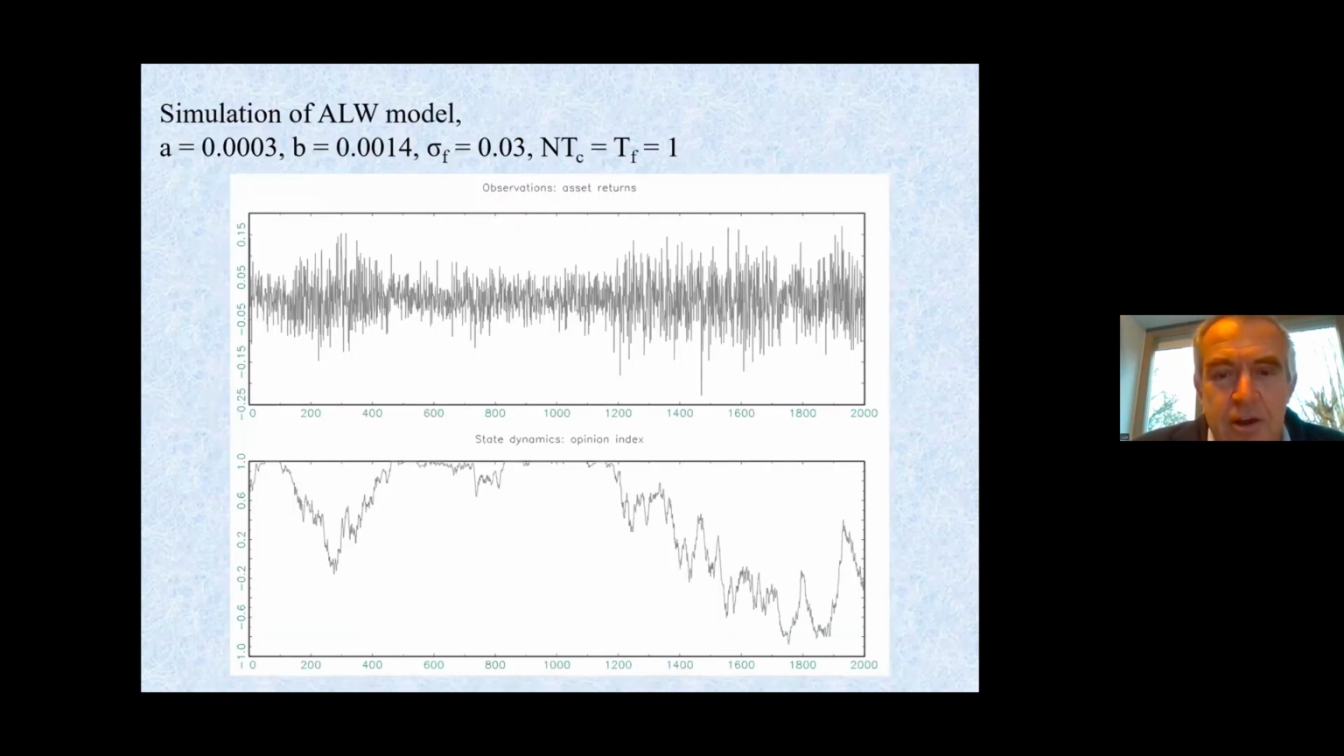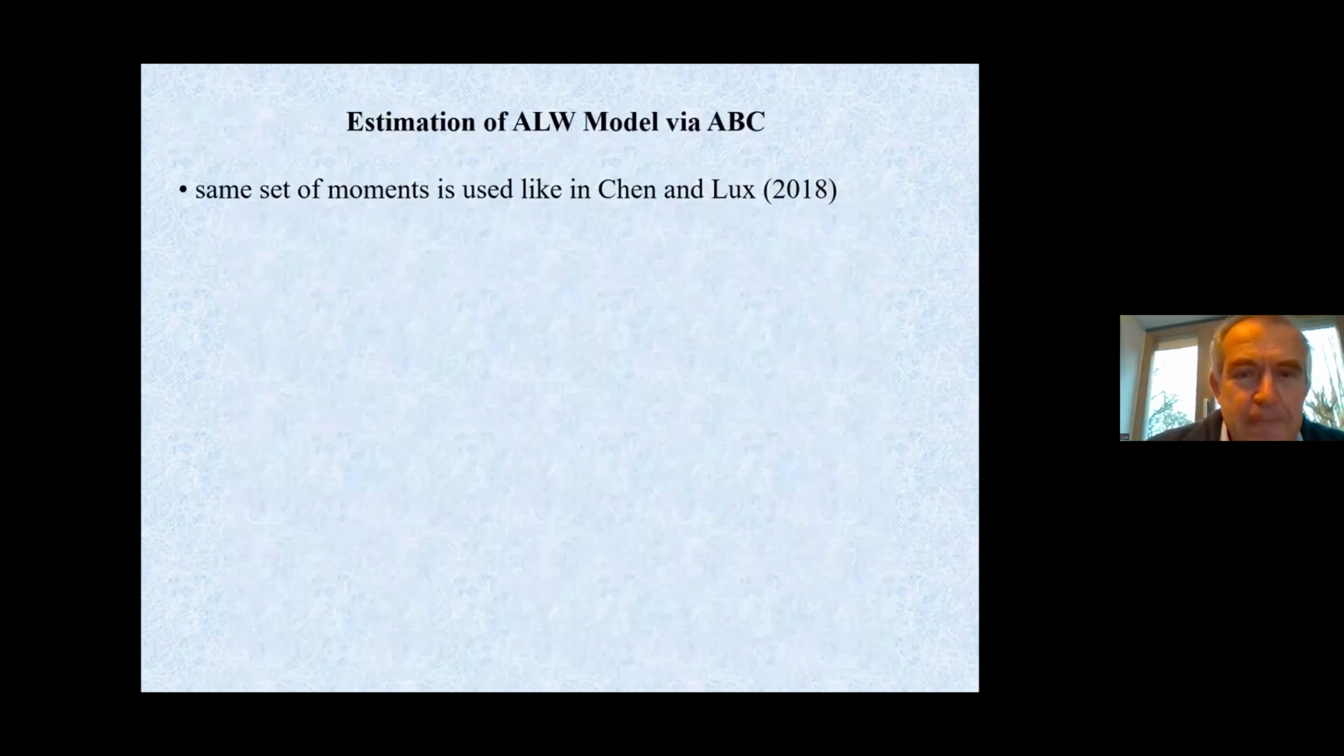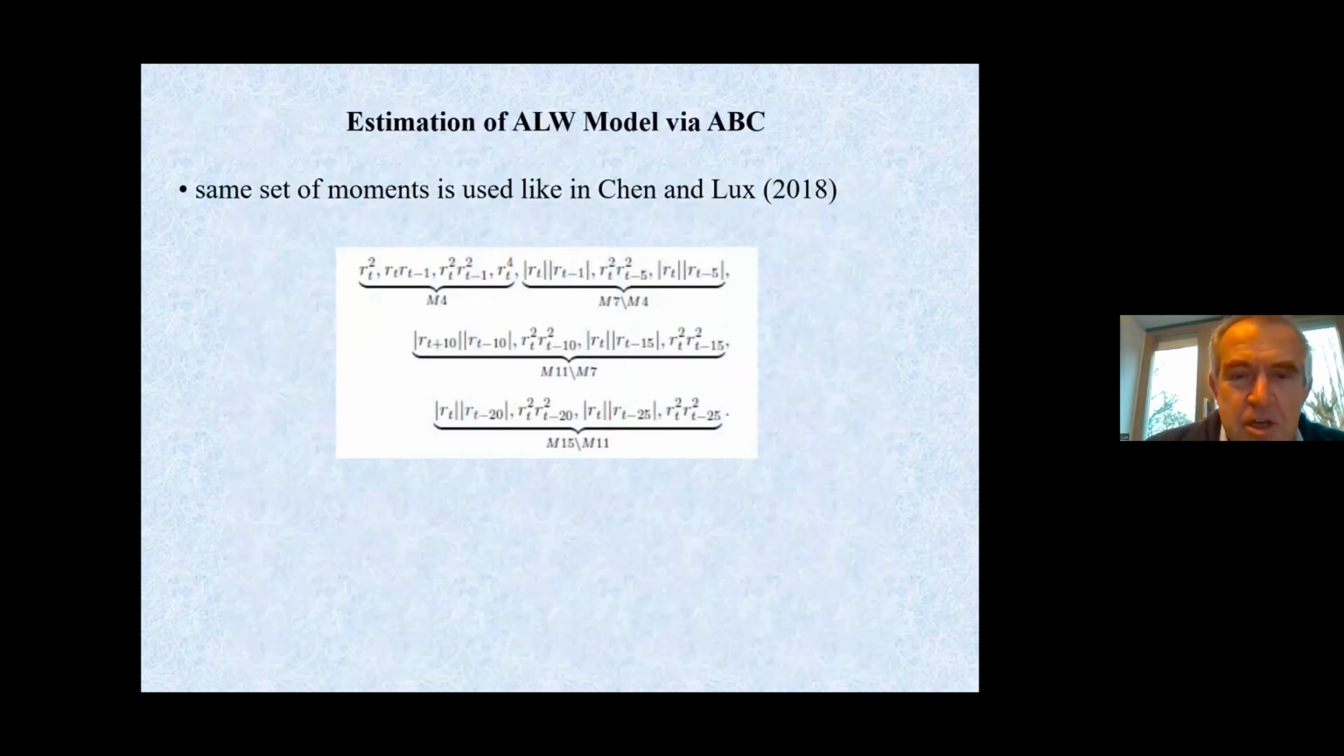So that's what you see here. This is the opinion index, and this is a simulation of the returns, and the returns show clustering of volatility. So it's pretty close to empirical data. For the estimation, I use a set of moments. I think I have to speed up. Squares and absolute values of returns and autocorrelations of the squares and the absolute values.